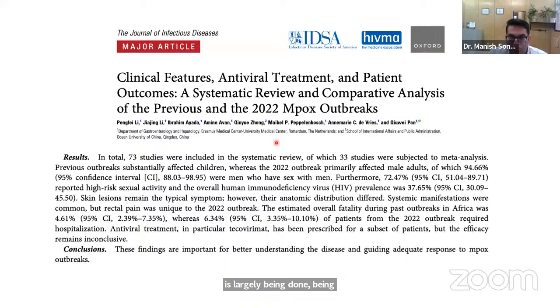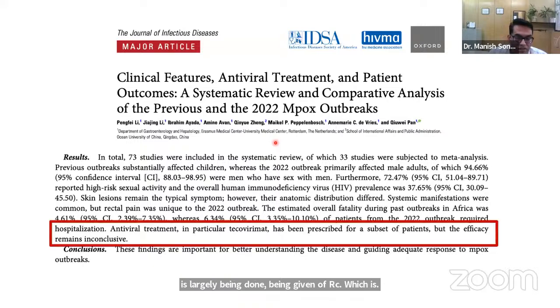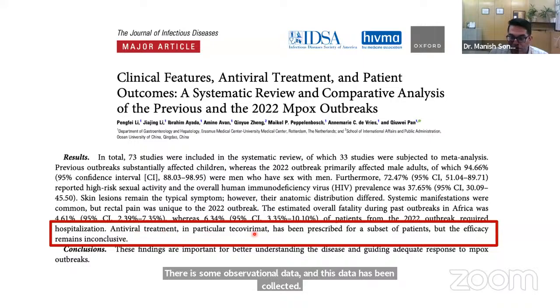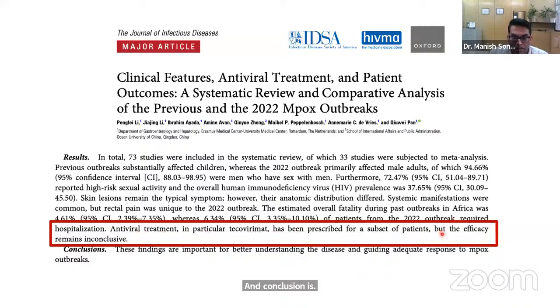There is some observational data, and this data has been collected, and the conclusion is that antiviral treatment, in particular tecovirimat, has efficacy that remains inconclusive. There is more data which I have not shown here. The safety of tecovirimat is not an issue. It's quite a safe drug, but efficacy as of now has not been demonstrated in observational studies.